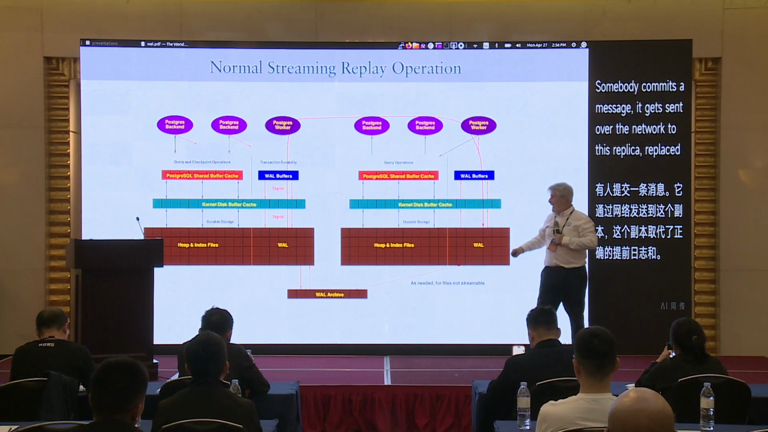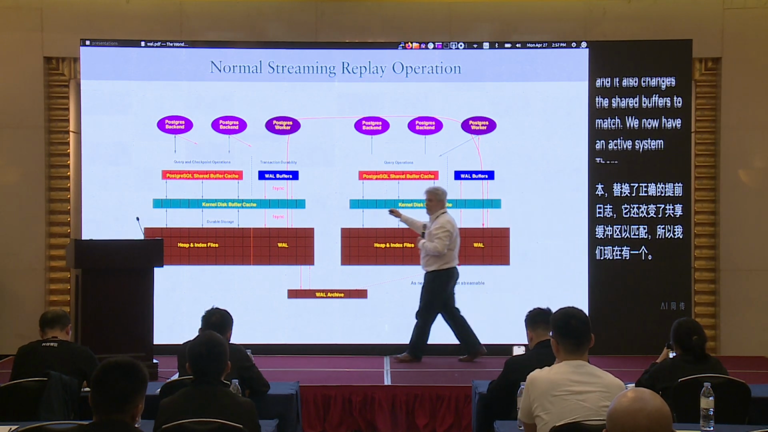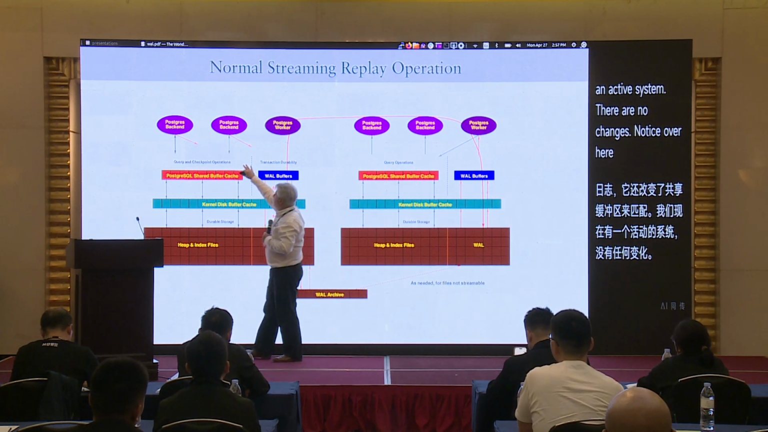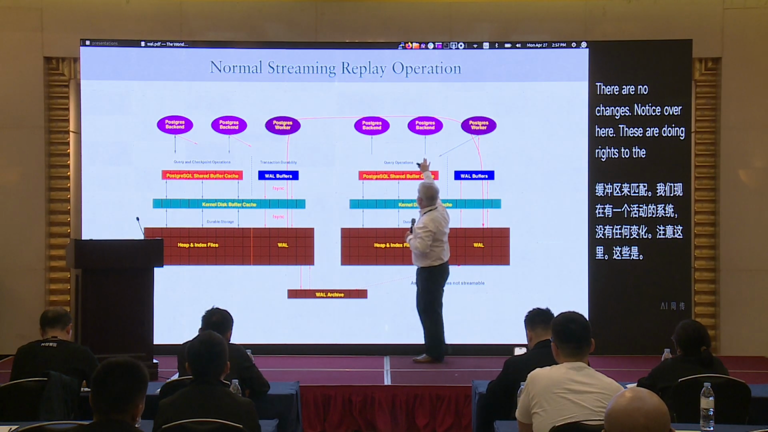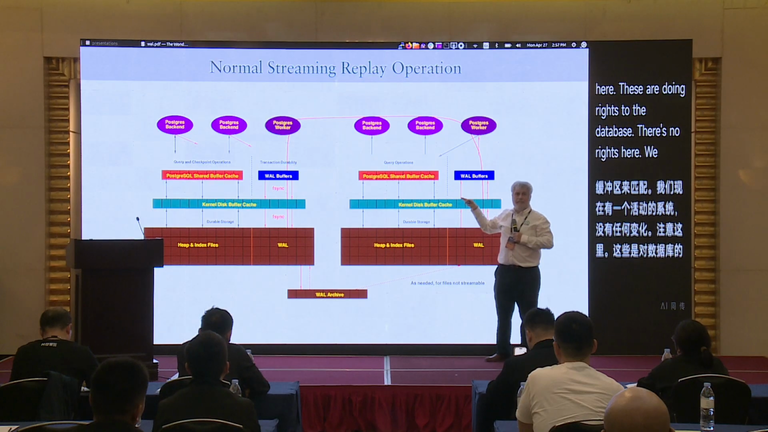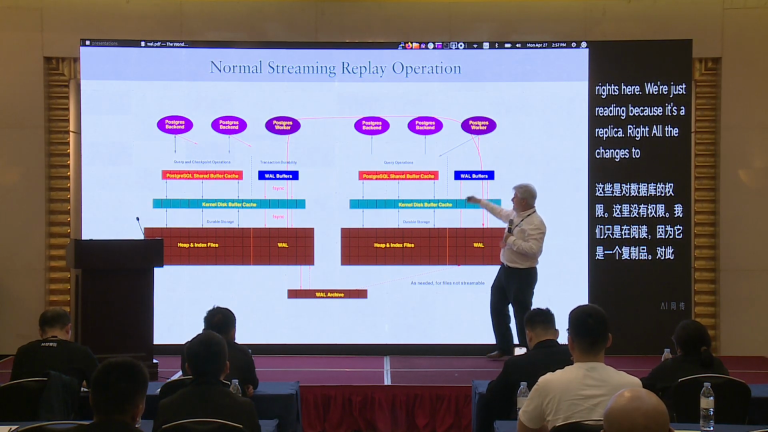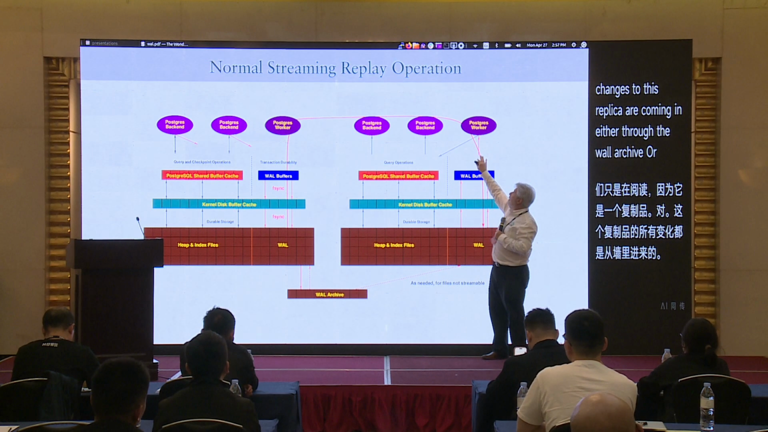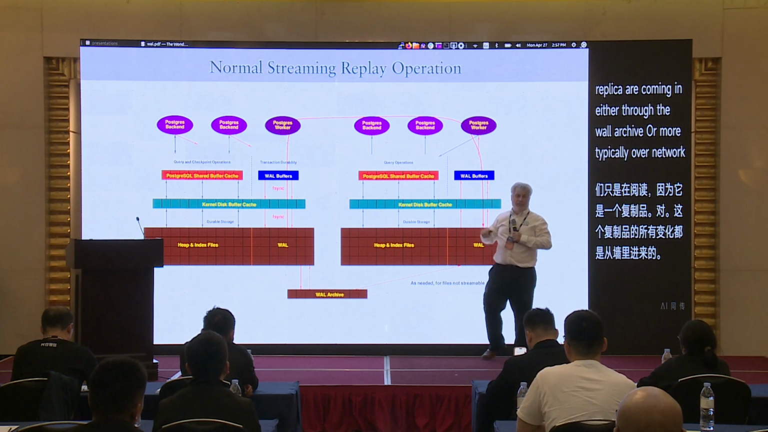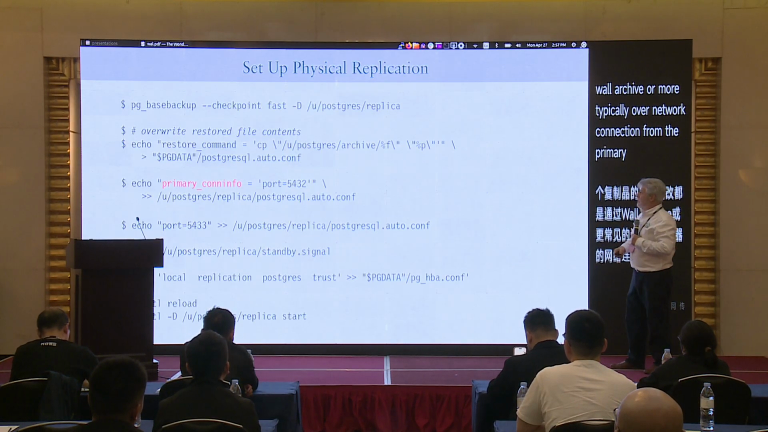So we now have an active system. There are no changes. Notice over here, these are doing writes to the database. There are no writes over here, we're just reading, because it's a replica, right? All the changes to this replica are coming in either through the WAL archive or, more typically, over a network connection from the primary. Okay. How do we set this up?